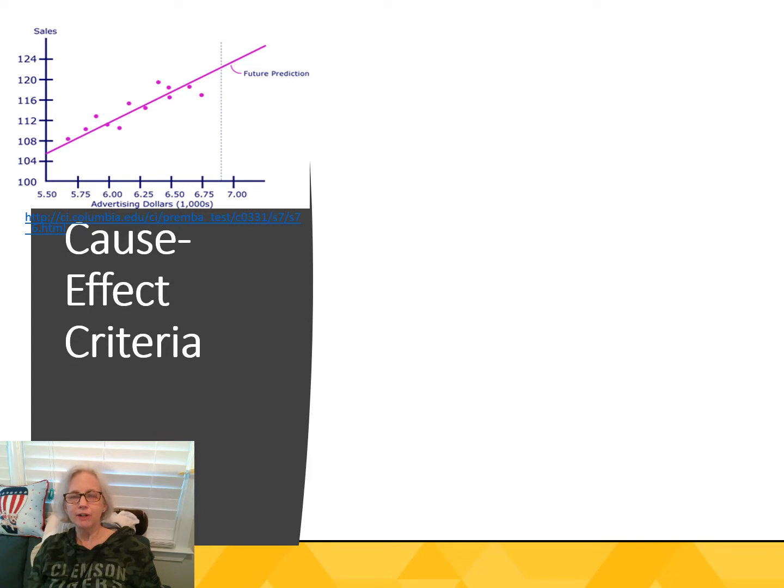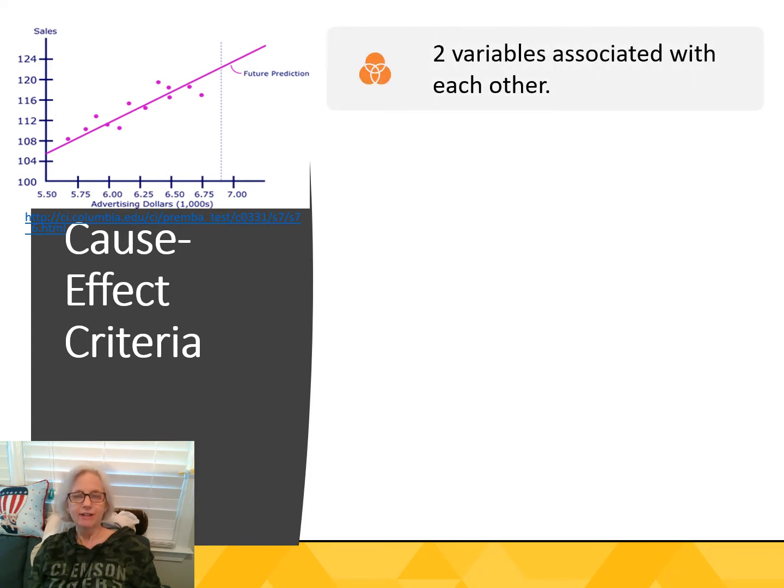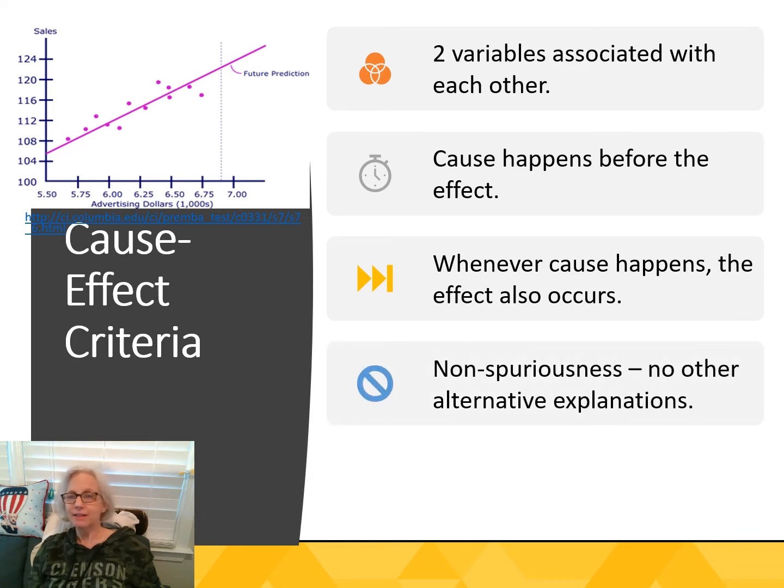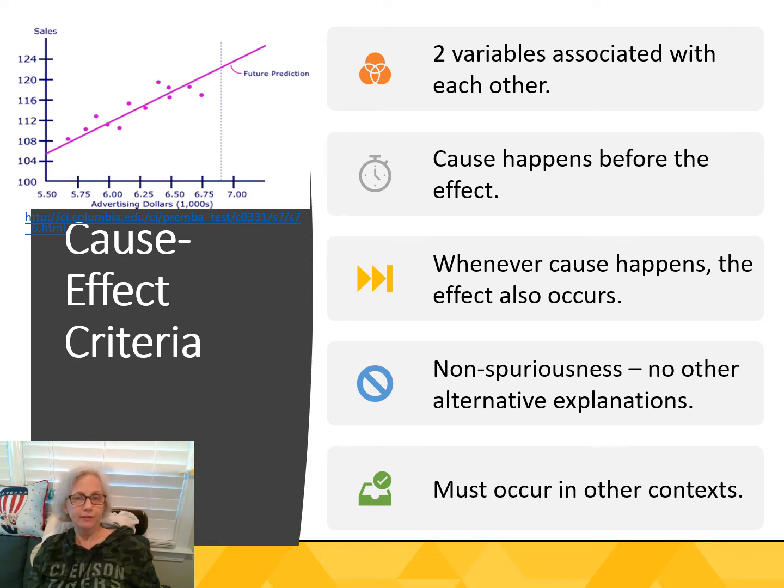To start, the two variables must be associated with each other. That is, they must be correlated. When examining cause-effect, statistical significance of the relationship is more important than the strength of the correlation. The cause must happen before the effect. Whenever the cause happens, the effect must also occur. There are no alternative explanations for the effect. Non-spuriousness must rule out all other causes for what happened. The cause-effect relationship must similarly occur in other contexts.